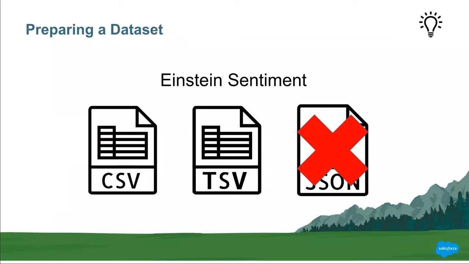One thing, a lesson learned off of this, is that if you are working with Einstein Sentiment, at least for now, you cannot use JSON when you're creating your data set, but you can use JSON when you're calling to do the actual predictions. Something to just be aware of if you're programmatically trying to load data into Einstein Sentiment data sets: you need to work with the CSV and TSV files.